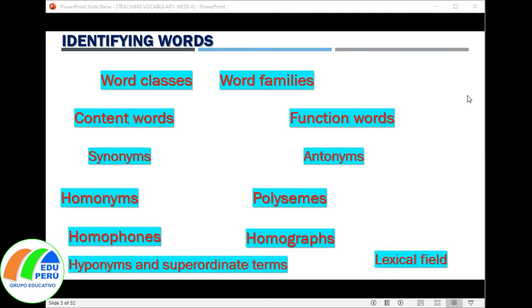Anybody? Hyponyms, subordinated terms, and lexical fields. A superordinate term acts as an umbrella term that includes within it other words with related meanings. So you could say that here you apply the categorization, general categorization. So this is the hyponyms.